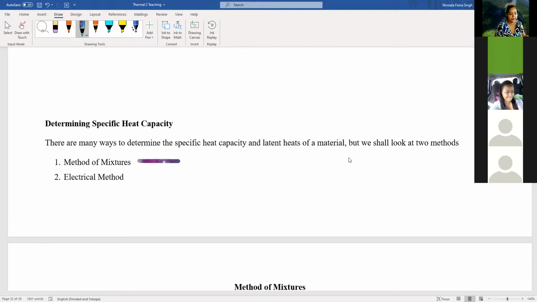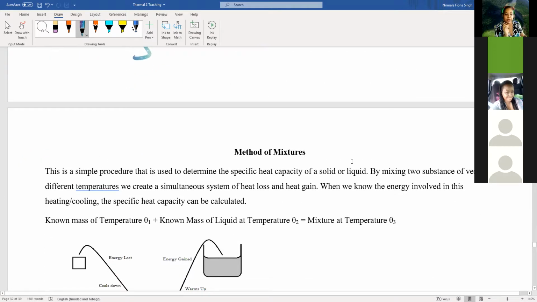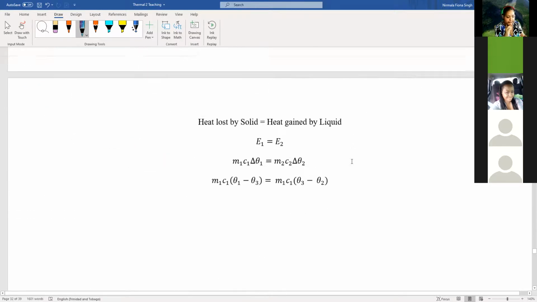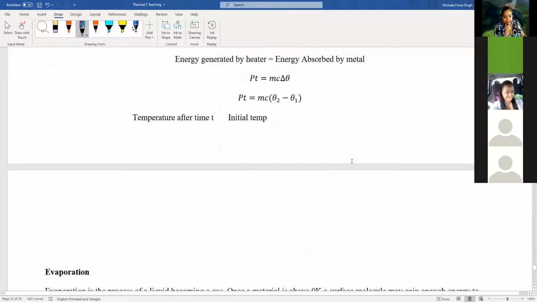Usually, we will do this lab in class, but there's not enough time owing to COVID. The method of mixtures is a very simple experiment. But you all have to know how to do the two methods, at least in theory. I will see if I can get a video, or you can look up videos on how to do both. You have to know how to determine a specific heat capacity. We do that by the method of mixtures. So the two methods are not much.